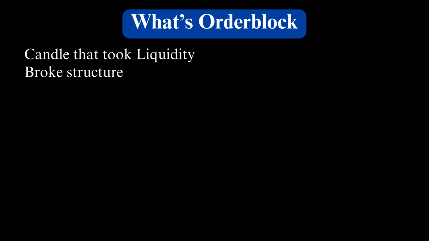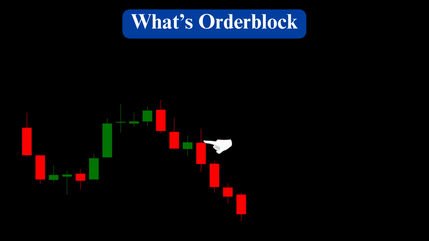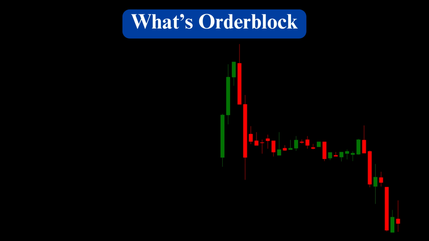This is the definition of order block. An order block is a candle that took liquidity, broke structure and has imbalance. Candle color doesn't matter. In this example, this candle right here took liquidity from here and broke structure here. This is imbalance. In this yellow example, this candle took liquidity here and broke structure here. This is imbalance. I hope you understood it. Okay, let's go back to our chart.